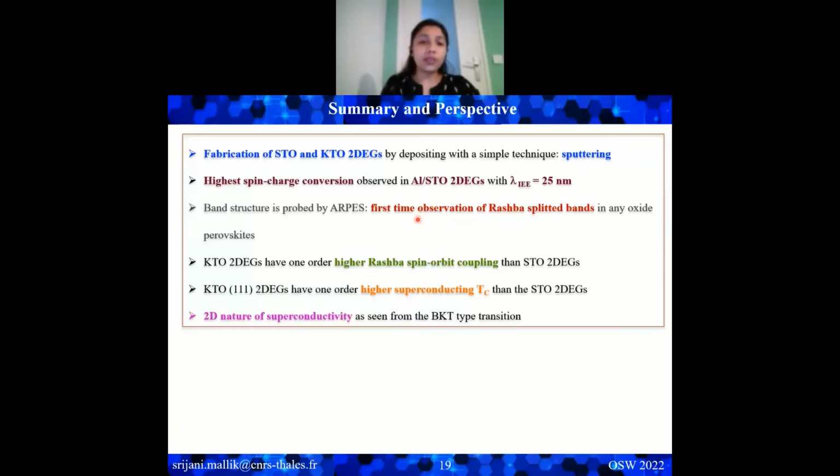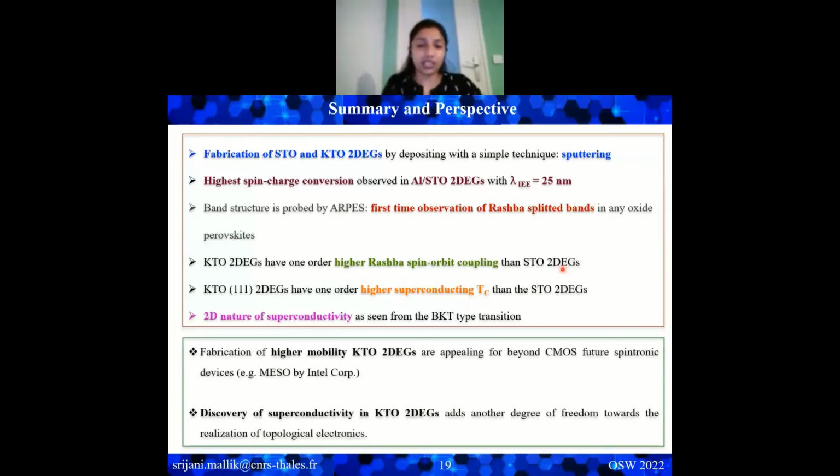And also we saw that the KTO 2DEGs have higher Rashba spin orbit coupling than STO, although we still could not achieve very high spin to charge conversion. But we believe that in future it will be possible to achieve really high spin to charge conversion using such systems. And also we have the superconductivity. So as a future perspective, as I said, we need to grow higher mobility samples.